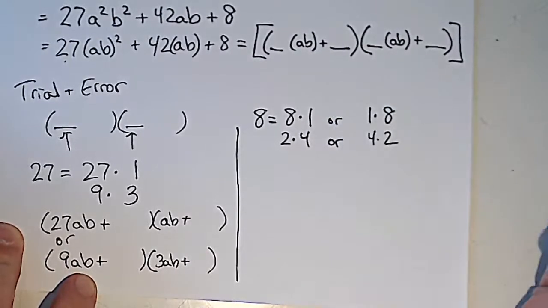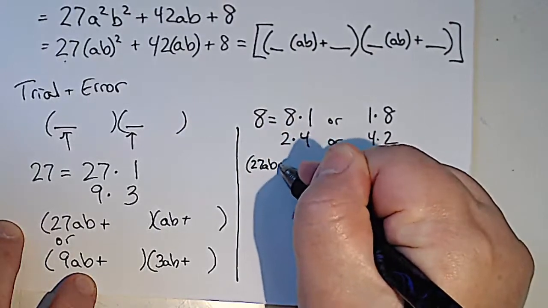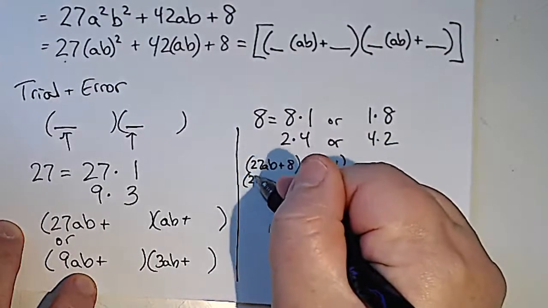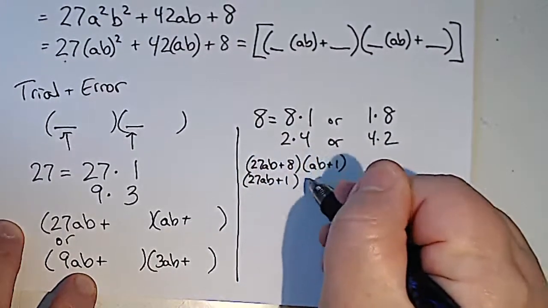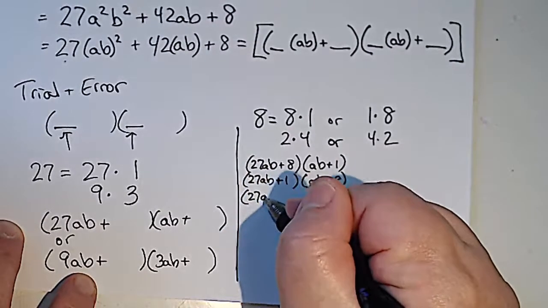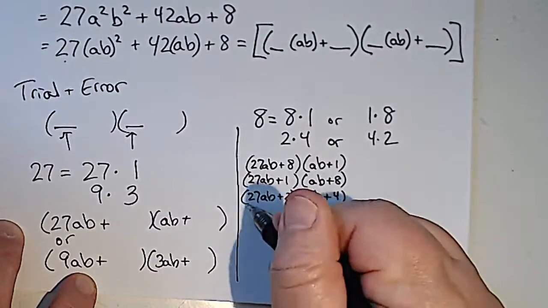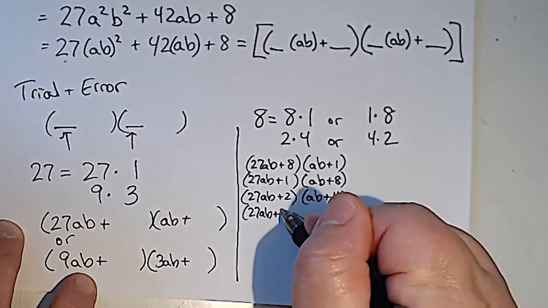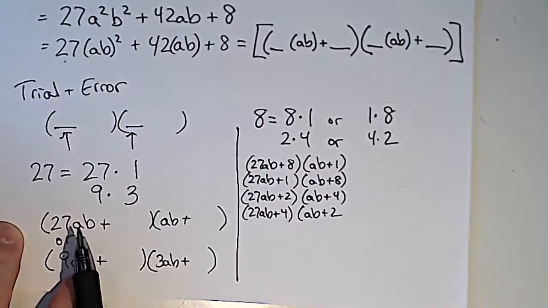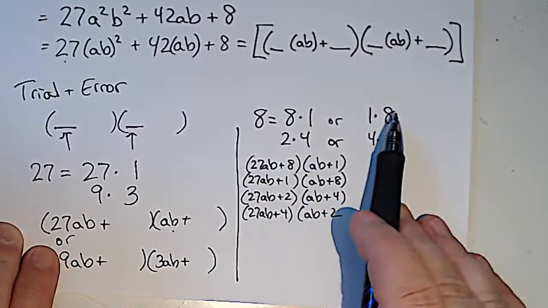Okay, so you ready? I'm going to do some ant math. 27AB plus 8, AB plus 1, 27AB plus 1, AB plus 8, 27AB plus 2, AB plus 4, 27AB plus 4, AB plus 2. So I started out with my first opening, the 27 times 1, and I went through all 4 of these possibilities.